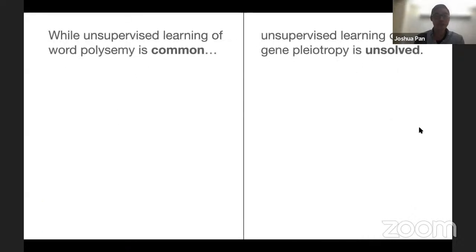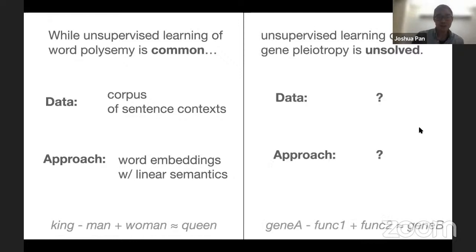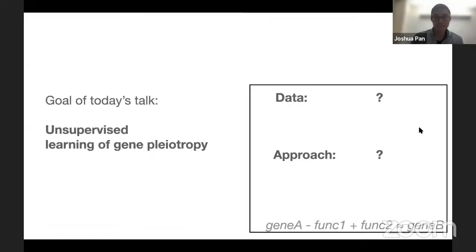While unsupervised learning of word polysemy is common, unsupervised learning of gene pleiotropy is relatively understudied. Undergraduate ML courses will teach that a corpus of sentence contexts can induce word embeddings that obey linear semantics. And so can we accomplish something similar with genetic data? The goal of today's talk is to address this problem, both the data types and the potential approaches that would be useful for learning these kinds of gene functional semantics from data.